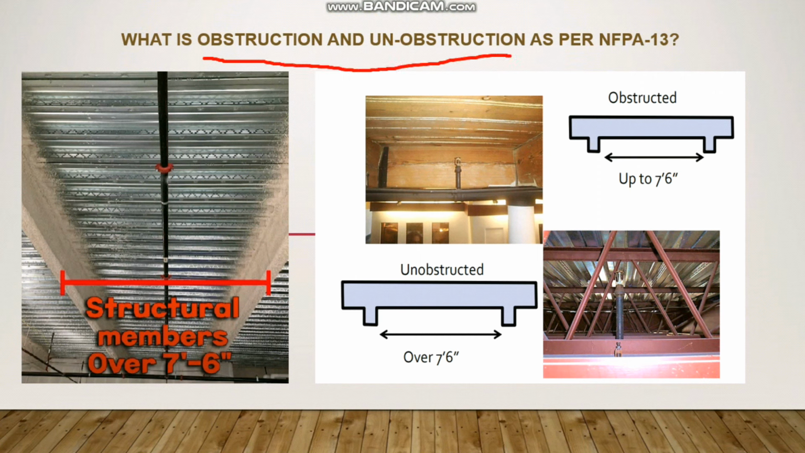As per NFPA 13, what is the obstruction and unobstruction rule? Like you see here, if the distance between the two structural members is up to 7 feet and 6 inch, it is called an obstruction because the sprinkler will be installed somewhere here. If it is more than 7 feet and 6 inch, then it is called unobstructed. Like you see here, the structural members are here and here, and the distance between the two is 7 feet and 6 inch. More than that, then it is called an unobstruction. So the maximum distance and the protection area for unobstruction and obstruction are different. We should be aware of this rule before we start the calculation.